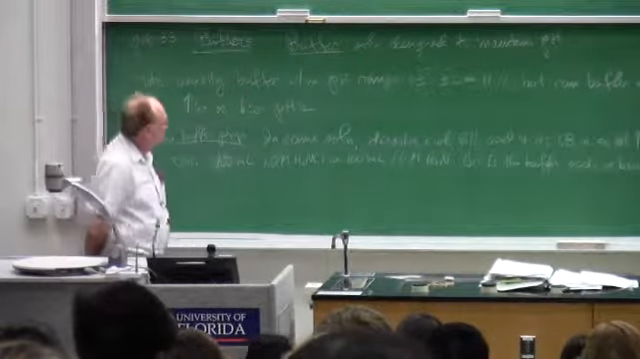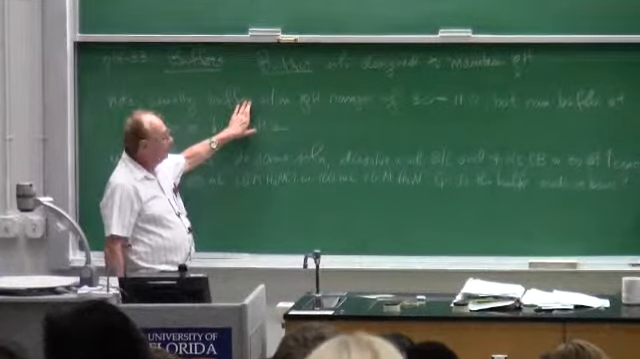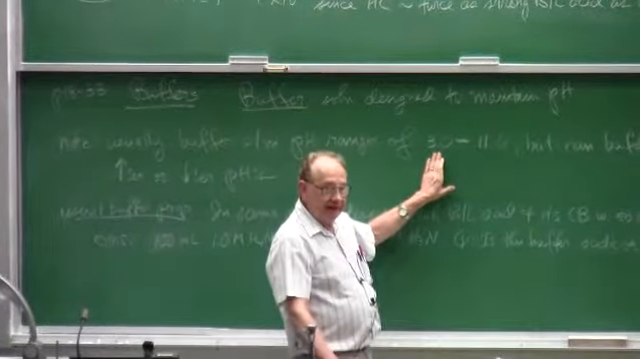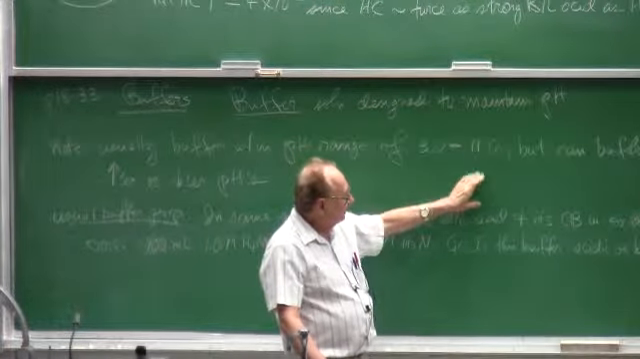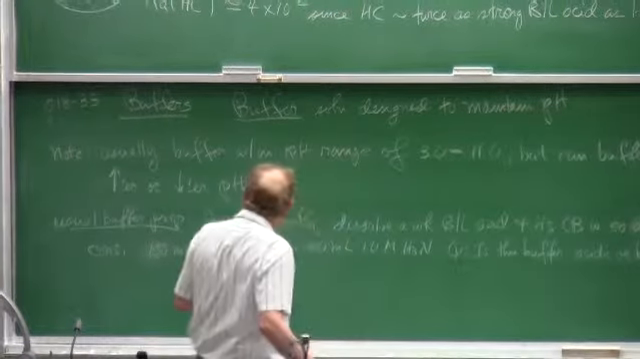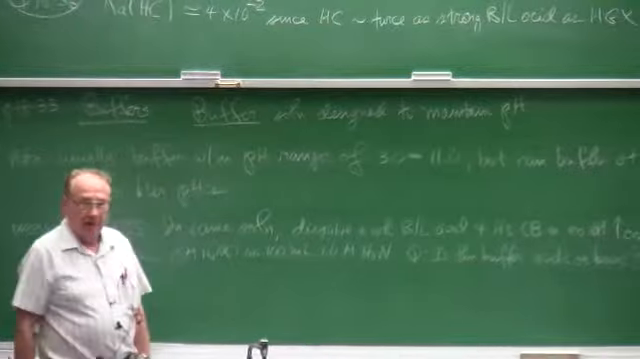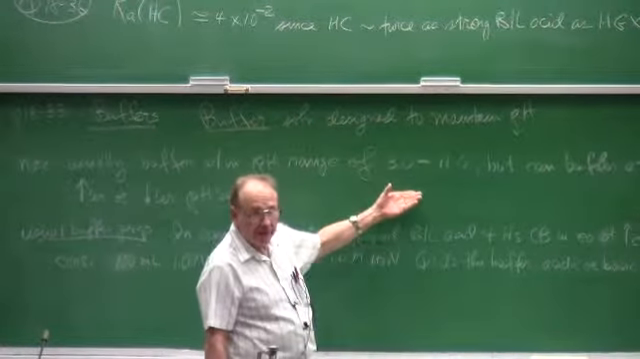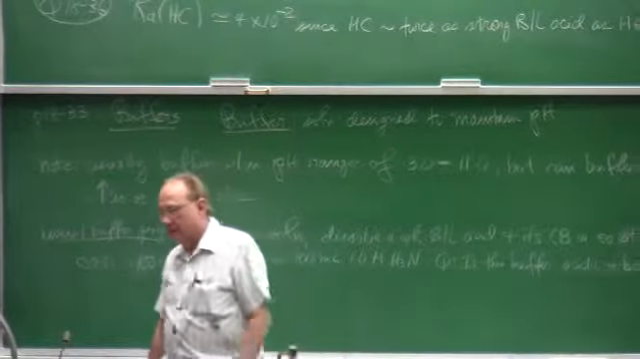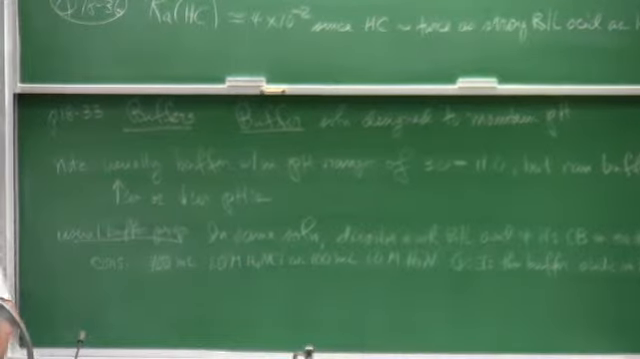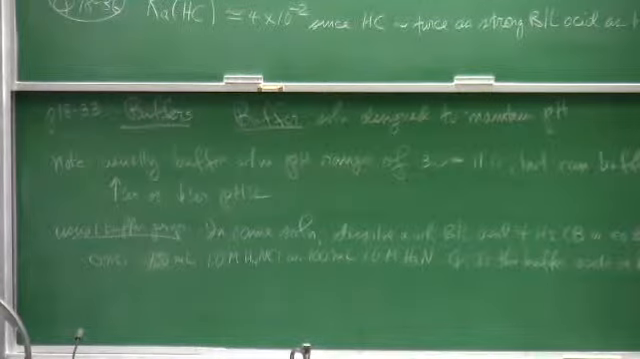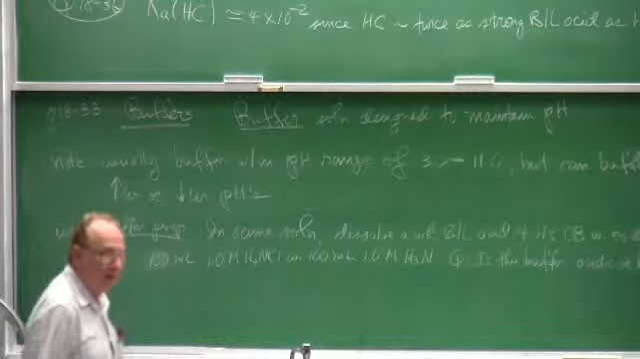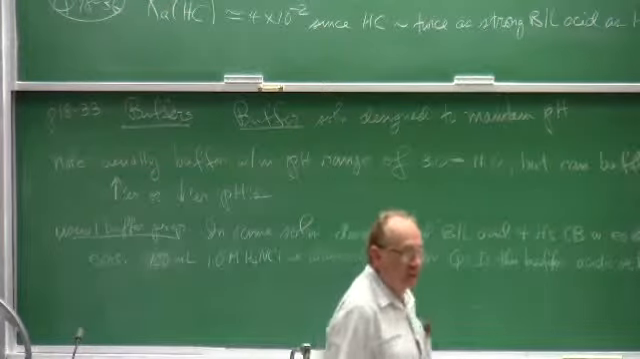In any case, it's common that we buffer within the range of 3.0 to 11.0, mildly acidic up to mildly basic. But you can buffer at pHs above or below the pH values at the boundary for this range. If you wanted a buffer at pH 0.0, what would you do? You want to preserve pH at 0.0.